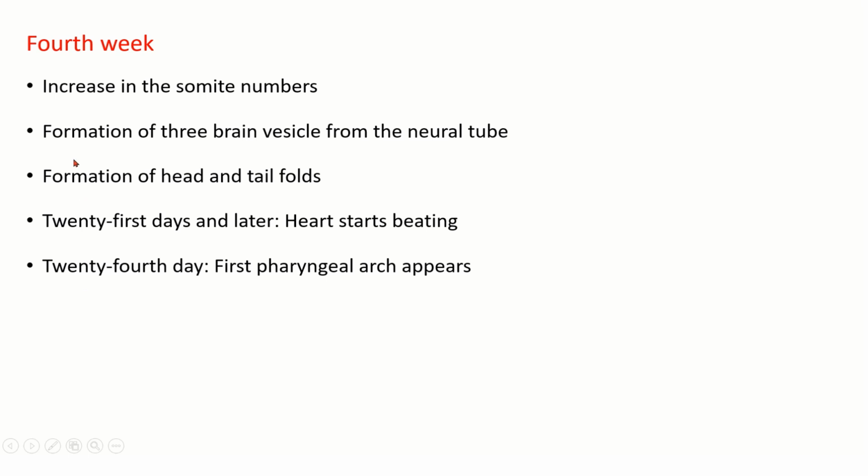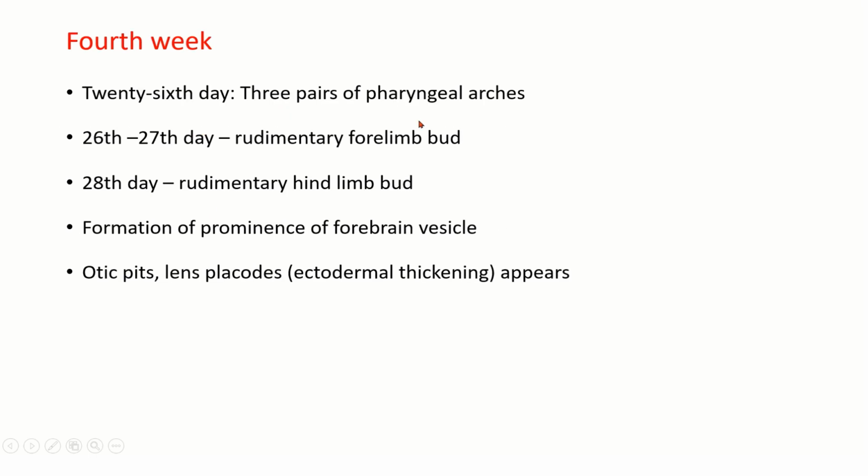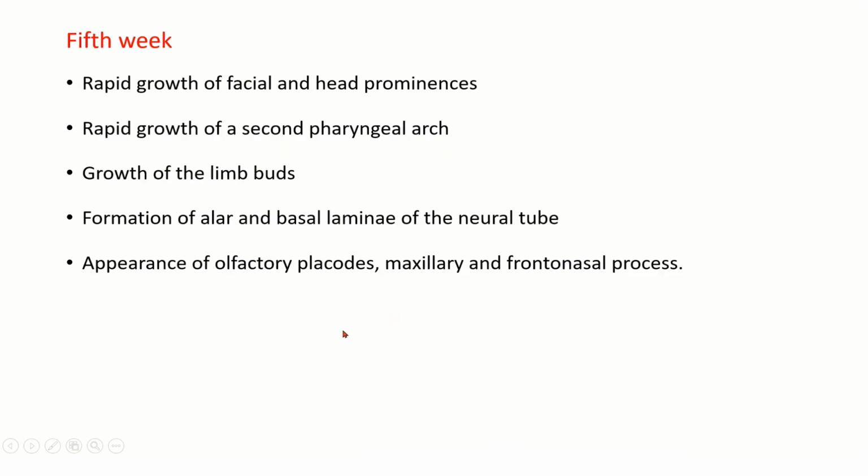Now, if you see the week-wise changes, to consolidate, in the fourth week, there is increase in somite number, formation of 3 brain vesicles of the neural tube, formation of the head and tail folds. 21st day and later, heart starts beating. 24th day, first pharyngeal arch appears. 26th day, 3 pairs of pharyngeal arches. 26th-27th day, rudimentary forelimb bud. 28th day, rudimentary hindlimb bud, and prominence of forebrain vesicle, otic pits, lens placodes appear. These are the ectodermal thickenings.